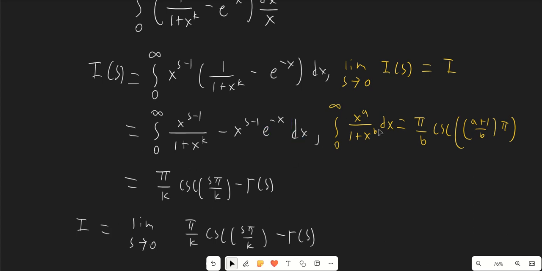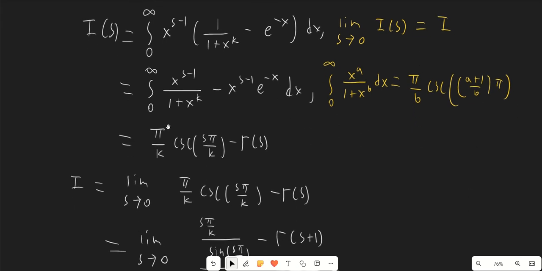So we're going to use this identity right here that the integral from 0 to infinity of x to the a over 1 plus x to the b dx equals pi over b cosecant of (a plus 1 over b) times pi, which I've proved in many, many videos. So when we go ahead and evaluate this, we get that our I of s equals pi over k cosecant of s pi over k minus gamma of s.